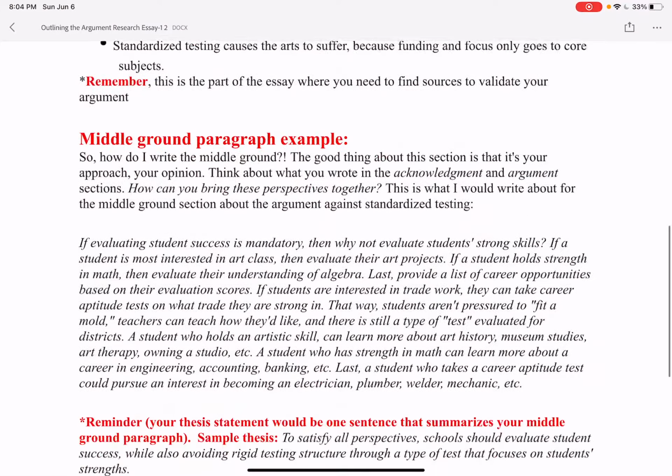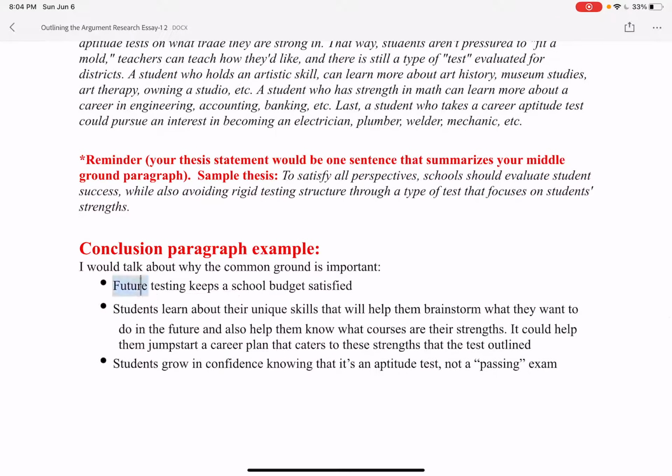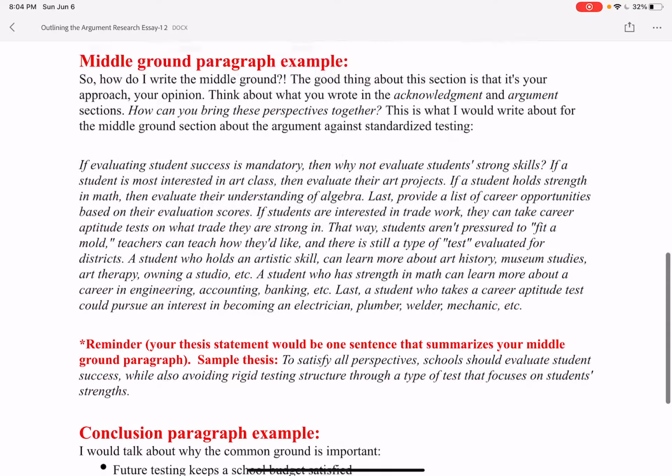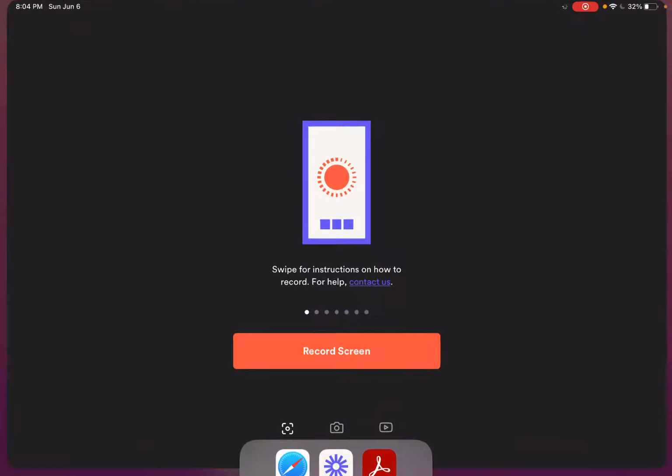It's your own opinion. And if I was writing about this, I'd maybe say that future testing helps the school budget. But students, instead of being stressed about passing a test and moving on to the next grade, are celebrated about all the skills that they have, and maybe it helps them brainstorm for their future with career choices, college choices, trade school choices, or just immediate work choices after high school, and understand those strengths, and maybe just jumpstart into other courses as well that they could take. And they grow in confidence because it's an aptitude test. It's not a passing exam. That's just me saying why I think this is so important. So again, your conclusion is your own opinion.